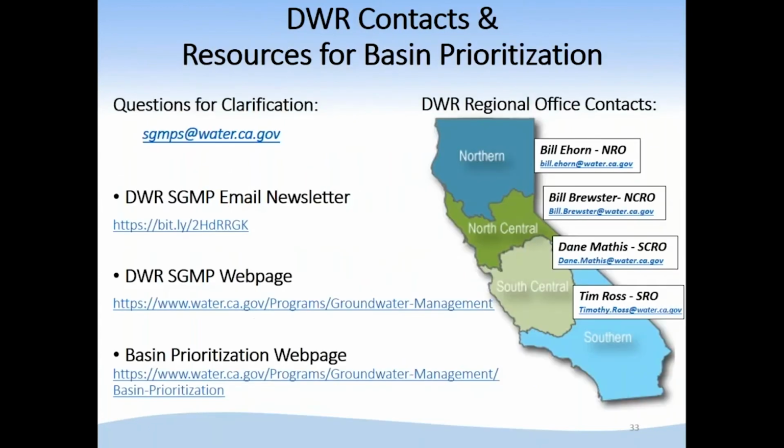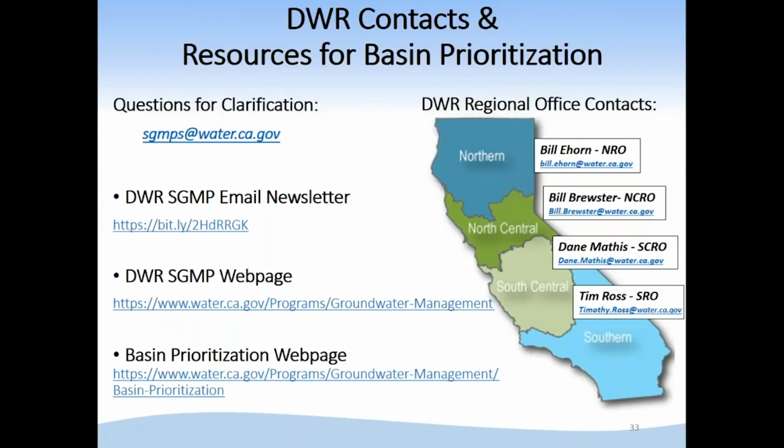And so there are some different avenues here, as I just mentioned. Future questions for clarification, so again, not public comments, can be submitted. We want to centralize those questions for clarification that aren't addressed today to that SGMA program email, sgmps@water.ca.gov. Official public comments should be submitted via the Basin Prioritization webpage, which the link there is at the bottom of the screen.